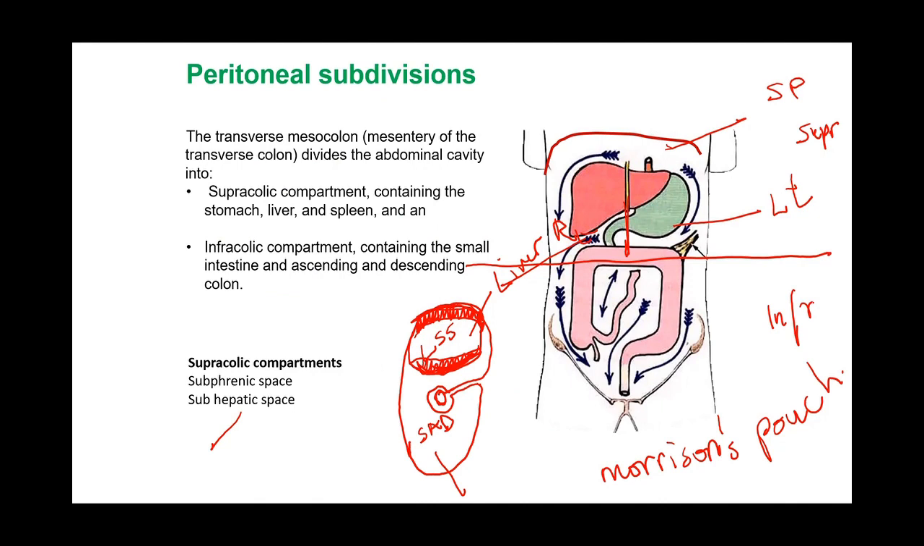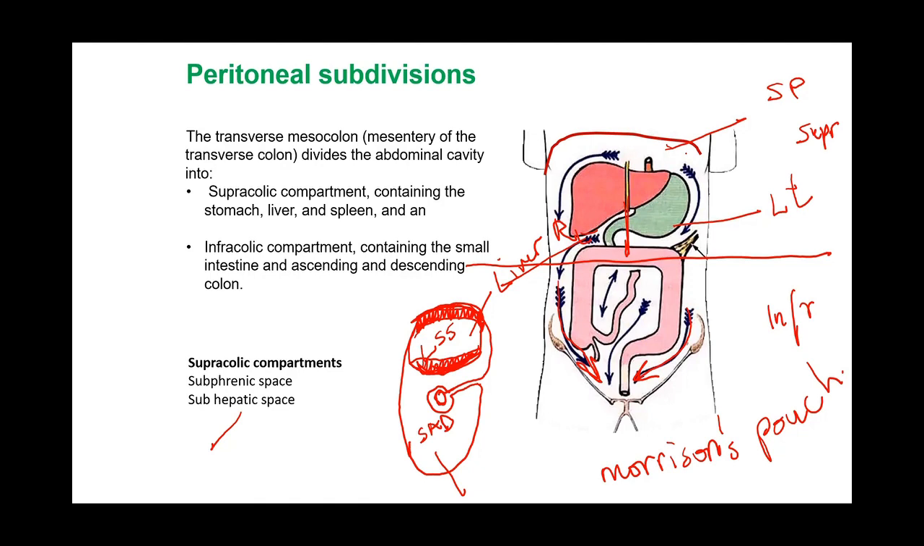Now let's go back to that image. If you look at the infracolic compartment, you have paracolic gutters. These are called paracolic gutters. All these spaces are potential spaces for collection: the subphrenic, the Morrison's pouch, the lesser sac, the paracolic gutter. All these are potential spaces for abscess collection.